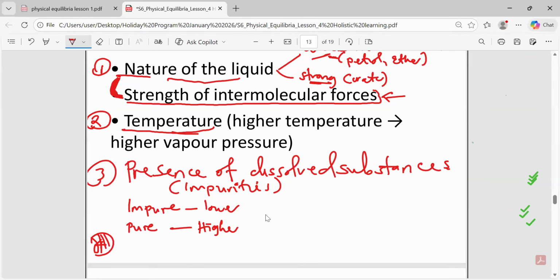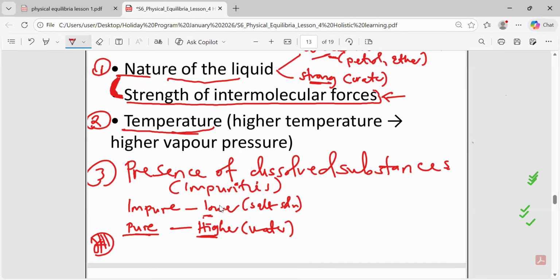And as we have shared already, if you look at pure water and then look at another substance, water with maybe a salt solution, where we have added some salt, you find out that this one, which is very pure, will have a higher vapor pressure compared to the one which is impure. Why? Because of these impurities that are coming in.